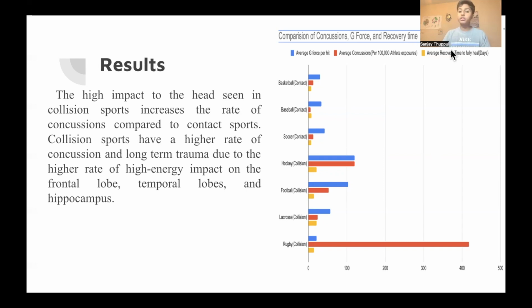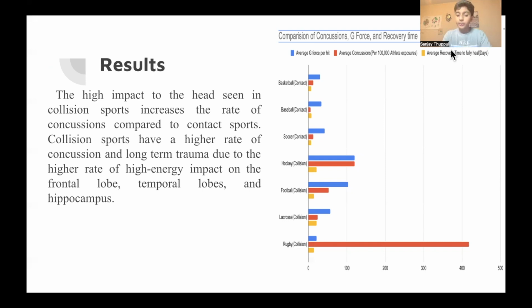Now, let's look at average concussions per 100,000 athlete exposures. Basketball, below 50, baseball, nearing the 20s, and soccer, our third contact sport, nearing the 40 mark per 100,000 athlete exposures. Now you look at collision sports such as hockey, football, lacrosse, and rugby, and you can notice the major difference. Lacrosse, the smallest amount of average concussions per athlete exposures, is already more than basketball, which is the most in terms of contact sports.